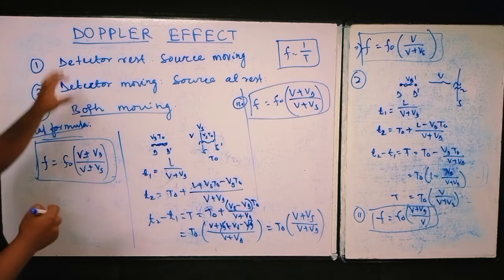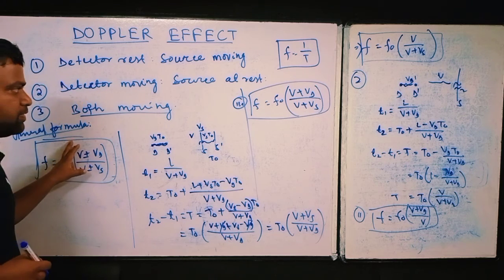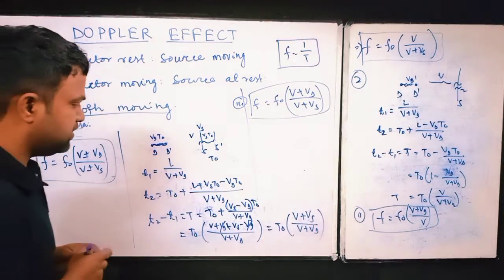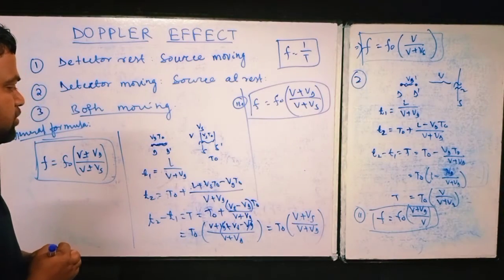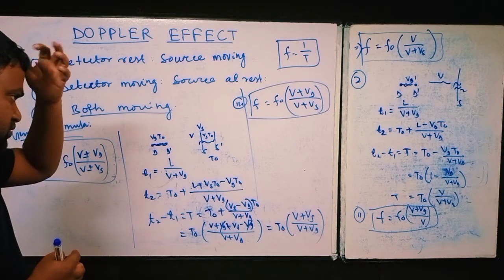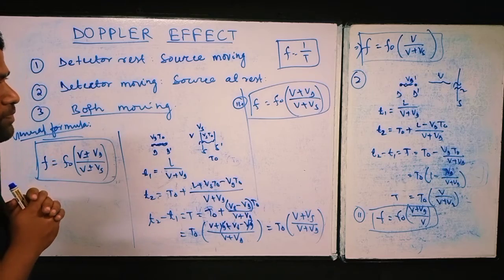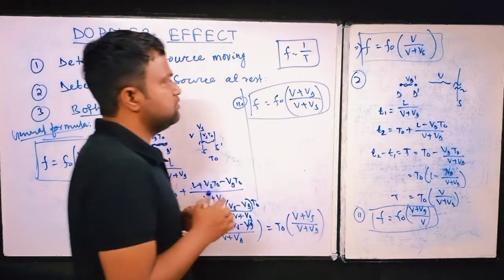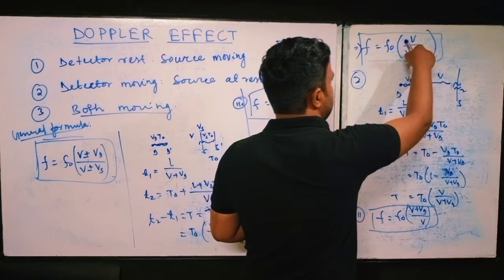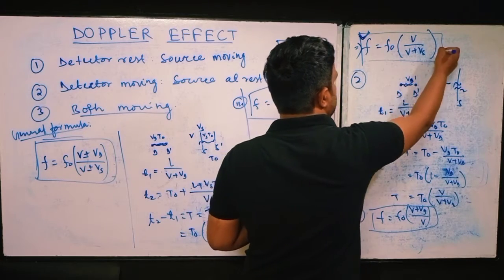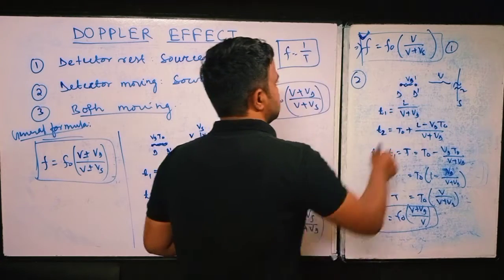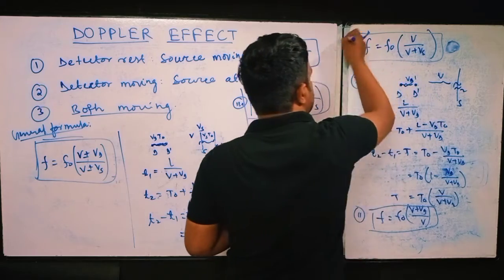Now let's see how you can get the first formula from this. The first formula, if you remember, what we got was F equal to F0 times V upon Vs. This is the first formula we got, right?